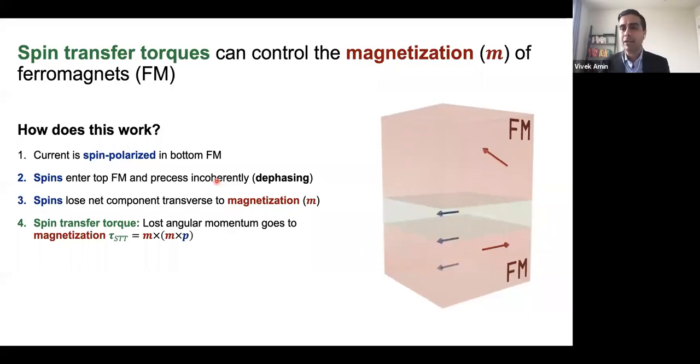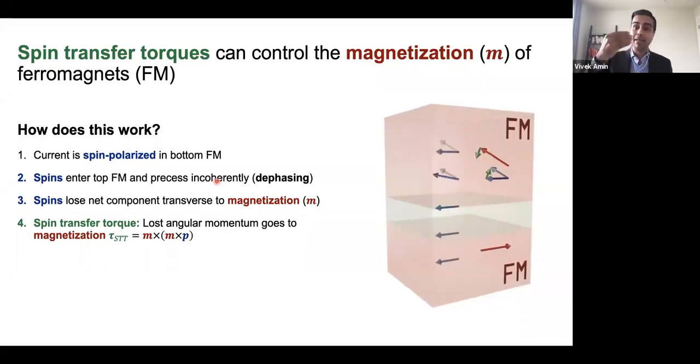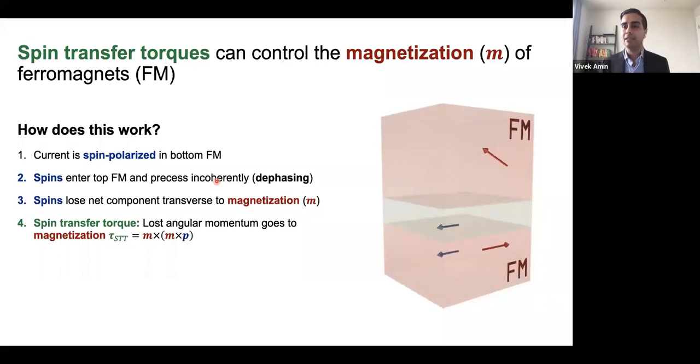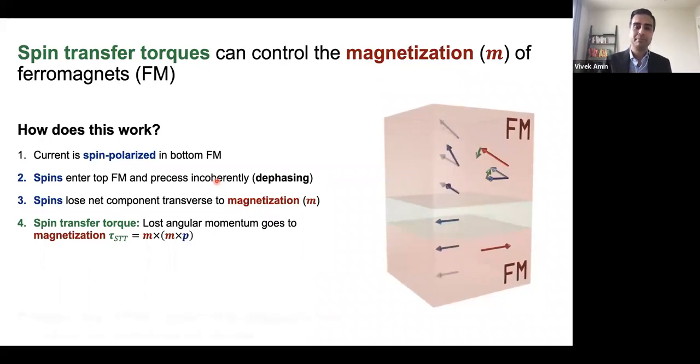So what I'm showing you here is an animation, which is just reiterating what I said earlier. So we have electrons which are flowing through this device. When spins enter the top ferromagnetic layer, they begin precessing around the magnetization. They lose that transverse component of spin and transfer their angular momentum to the magnetization, which results in the torque.